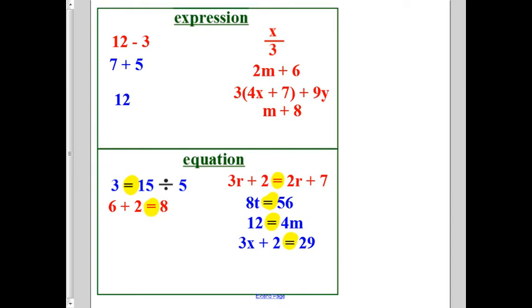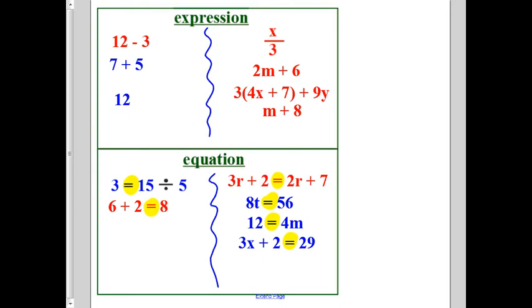Now I want to further point out that I actually separated these out a little bit. Take a look and see. Everything to the left has just numbers and operations. Therefore, those are all just numerical expressions up here. 12 minus 3, 7 plus 5, and 12 are all numerical expressions. And then on the bottom, 3 equals 15 divided by 5, 6 plus 2 equals 8. Those are both numerical equations.